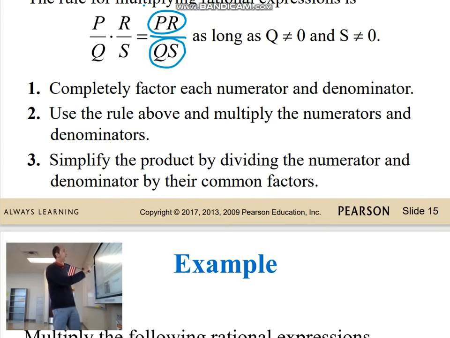Step 1, completely factor each numerator and denominator. Step 2, use the rule above to multiply. And step number 3, simplify. I think the hard work will be here. The multiplication is kind of simple, but you have to factor out and simplify to find the simplest rational expression possible.